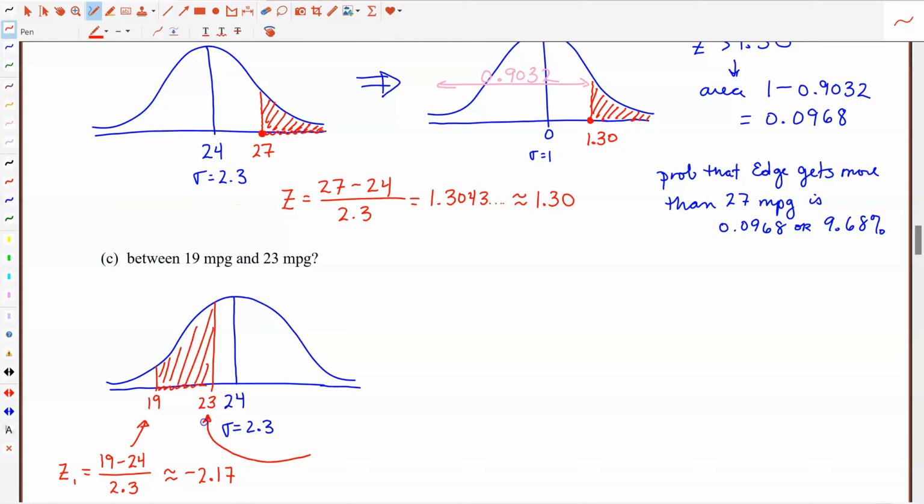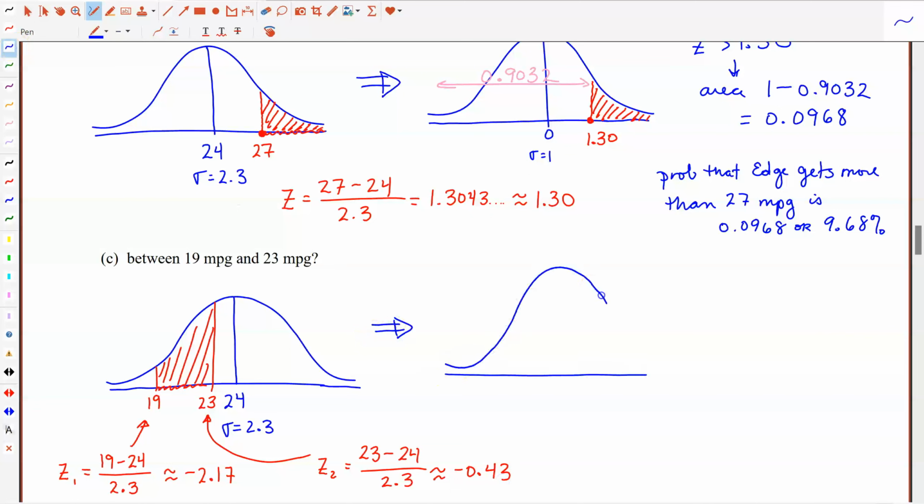My other z-score, which corresponds to the data value of 23, I'll call z sub 2, would be the data value, 23, minus my mean, 24, divided by the standard deviation, 2.3. So 23 minus 24 divided by 2.3 is approximately, to two decimal places, negative 0.43. So let's rewrite everything in terms of the standard normal distribution.